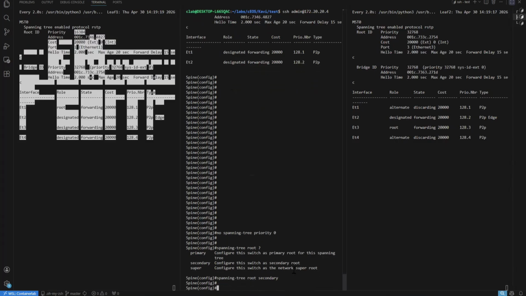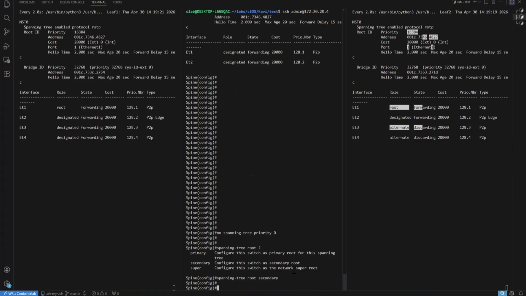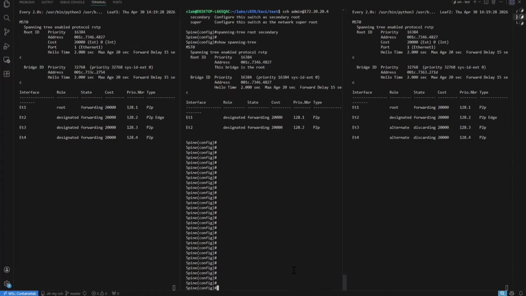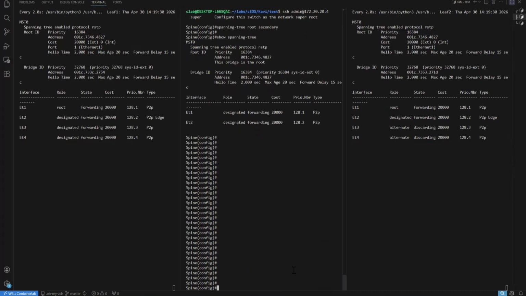You can see spanning tree is converging. Show spanning tree, and if you look closely, the spine has now become the root bridge. The bridge priority is 16384, which is lower than leaf 1 and 2, so that's why the spine has become the root bridge. And the MAC address is still the same.